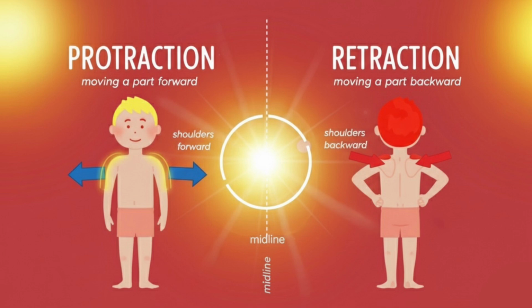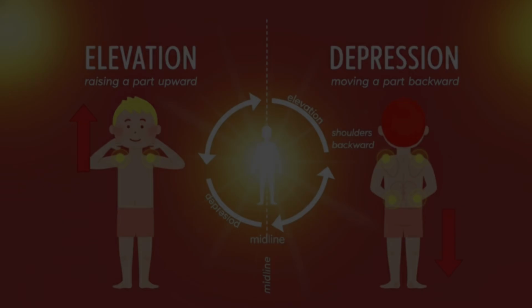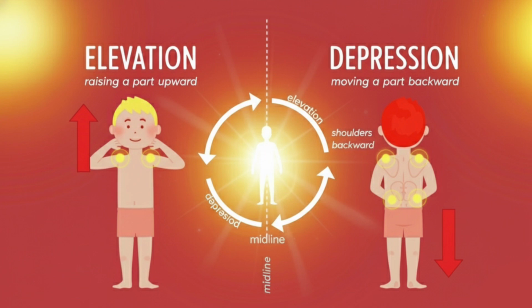Now let's talk about protraction and retraction. Protraction means moving a body part forward, while retraction means pulling it backward. And the last one is elevation and depression. Elevation means lifting a body part upward, and depression means lowering it downward.